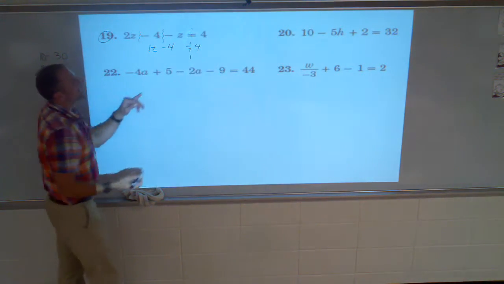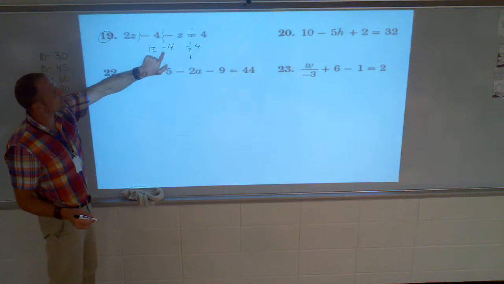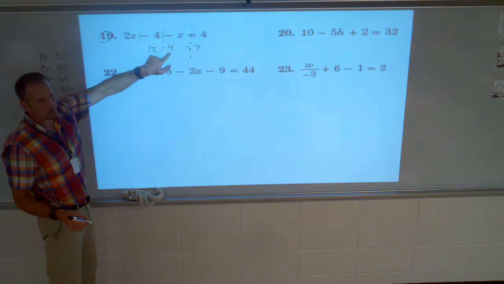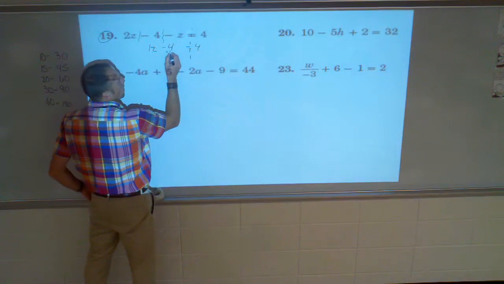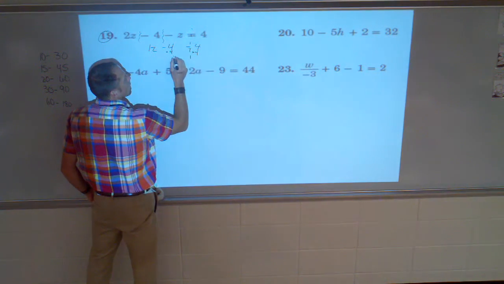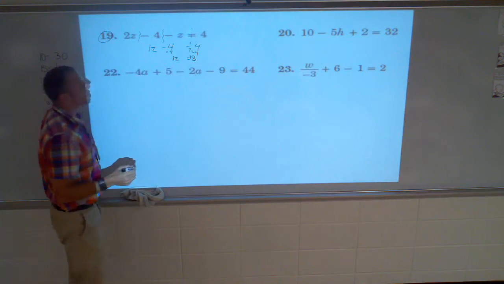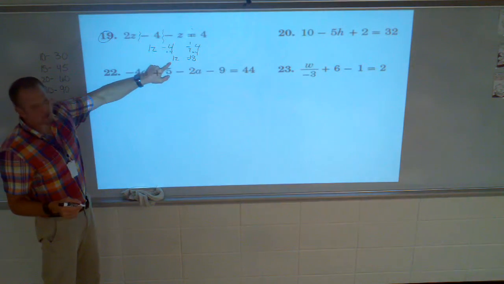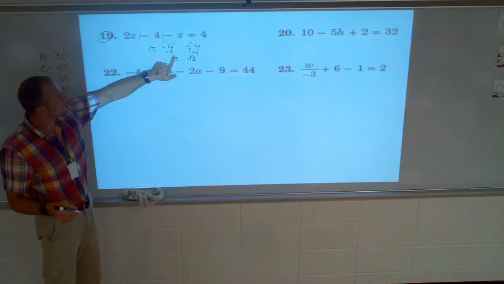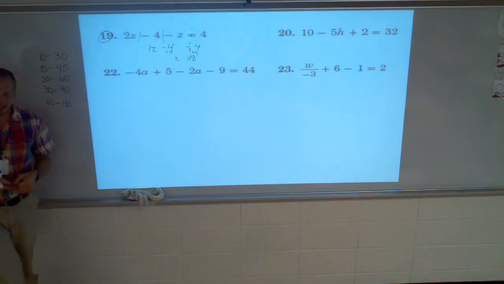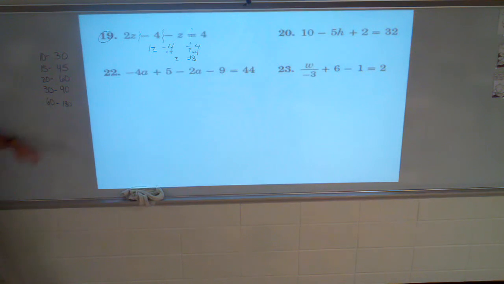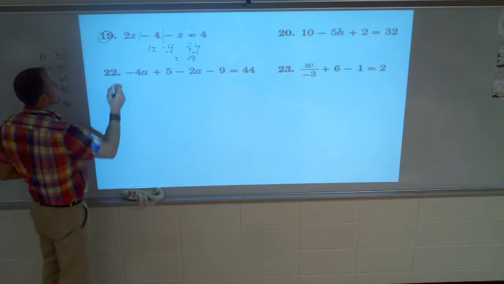Okay, now start on the side with the variable. Get rid of the 1 by itself by doing the opposite. Opposite of minus 4? Add 4. 1z is equal to 8. All right, 1z equals 8. Now, 1z is the exact same as z, so we've got to solve z equals 8. Let's try number 22.